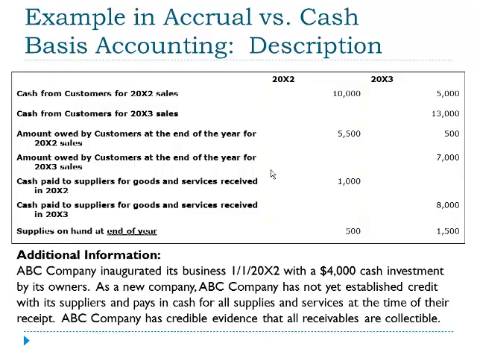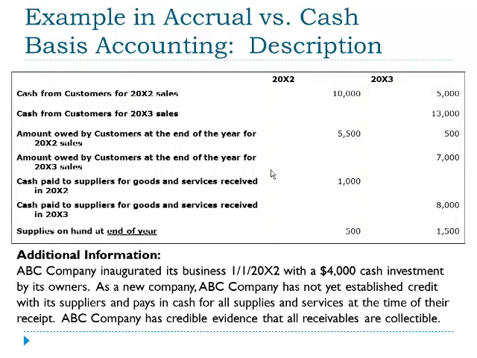We do have amounts that are owed by the customers at the end of the year, and so in 2002 we've gotten $10,000 in cash, and our customers still owe us $5,500. They pay us $5,000 of that the next year. The cash paid to suppliers for the goods and services received is $1,000, and we still have some supplies on hand at the end of the year.